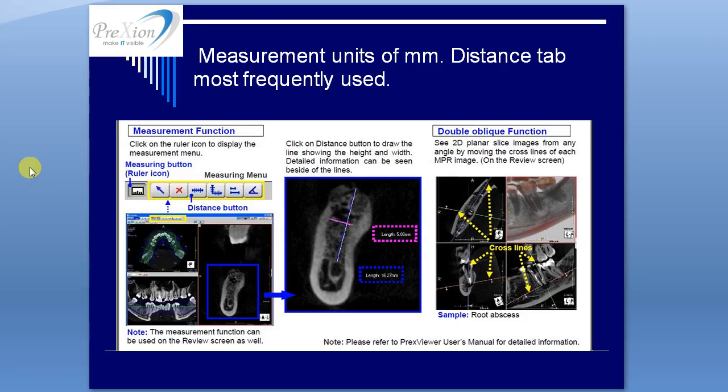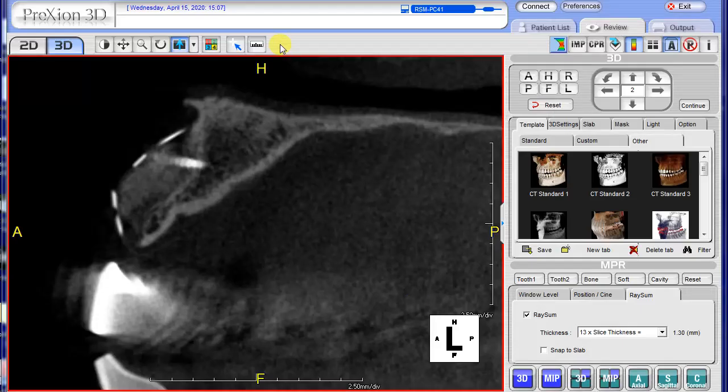Hello, in this video we will discuss the measurement functions that are launched from the ruler icon. The most common one is the distance button. So here is the measurement ruler icon. Click it once and it opens up tools to use. Like we mentioned, the distance tab is the one used mostly.